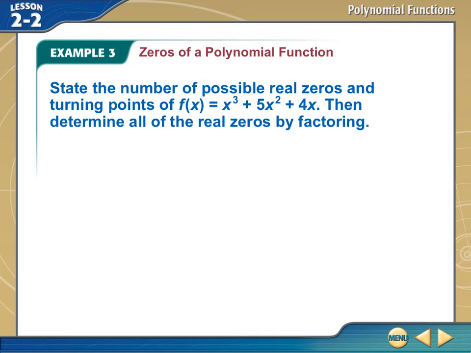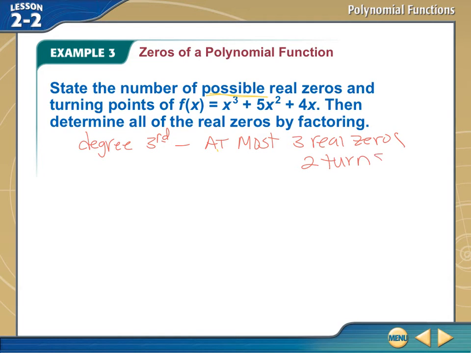So we're going to read this next question. We're going to state the number of possible real zeros, turning points, and then we're going to actually determine the real zeros. So let's start off by stating the possible real zeros. So the possible real zeros, we're going to find that by looking at the degree. So the degree here is 3, so it's a 3rd degree. And so possible at most 3 real zeros. How many turns? At most 2 turns.